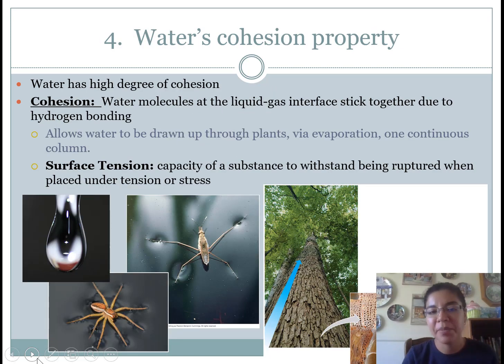Water's cohesive property. Water likes water, okay? So it has a high degree of cohesion. And this cohesion allows water to stick to water. That hydrogen bonding will allow it to rise to the top of a 100-foot tree.